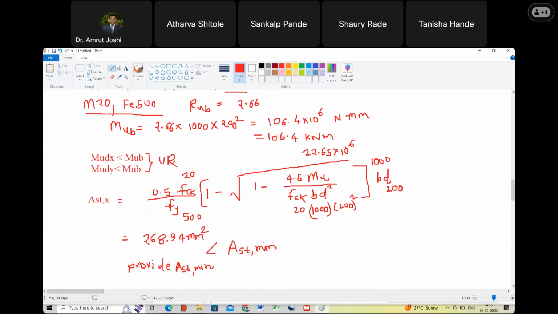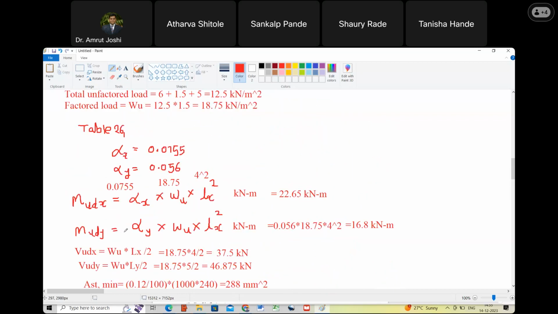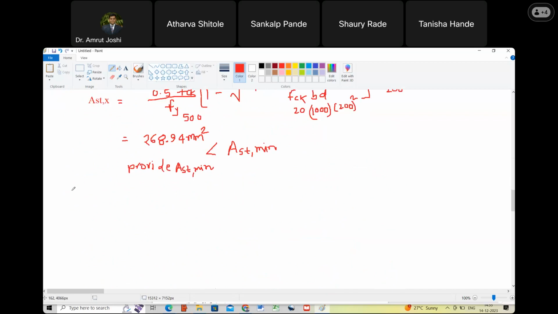Yes, sir. Now if for 22 the steel is coming less than AST minimum, then for 16, which is the lesser moment, it will also come less than minimum. Are you with me? Yes, sir. So therefore in both directions we are going to provide minimum steel. Did you understand the logic?